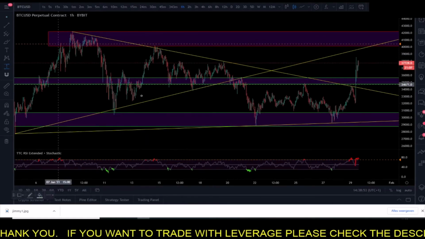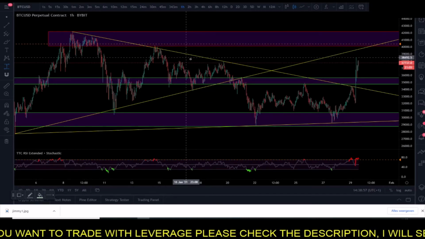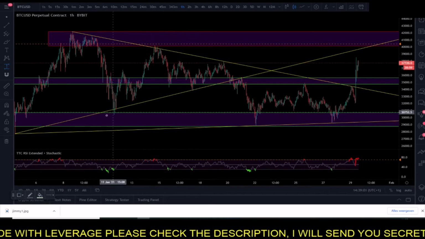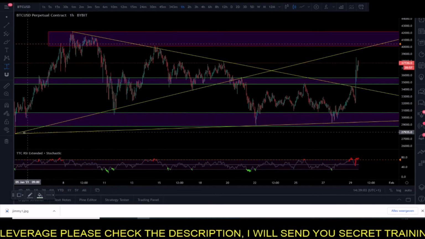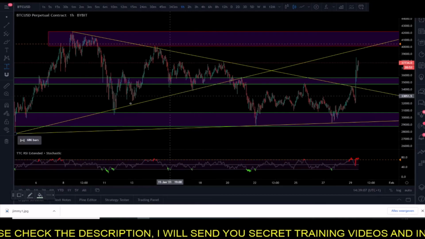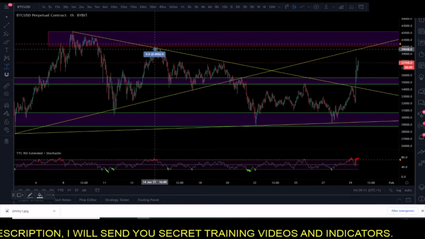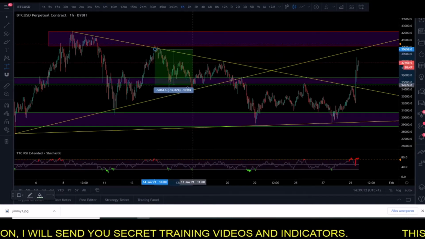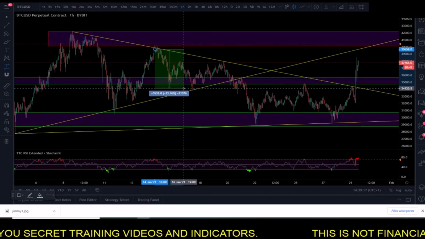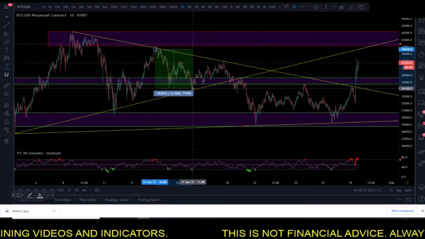So let me draw this one. Now the target would have been this support trend line, because we knew that if we connect this, that we have support at this line. So you just take a trade and you just follow the price. As long as it didn't touch this trend line, you don't close your short. Okay.